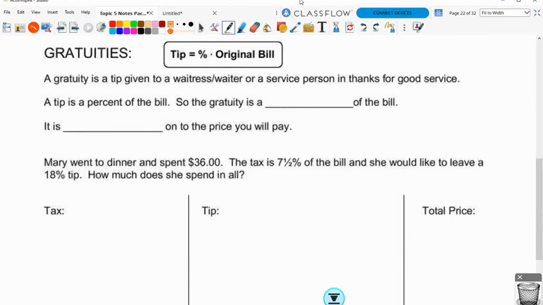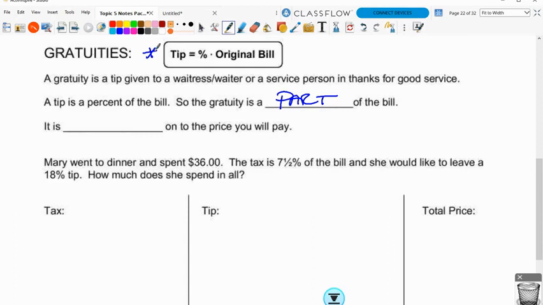Another area that involves money and percentages is called gratuities. Another name for a gratuity is a tip. All right, a gratuity is a tip given to a waitress or a waiter or a service person in thanks for good service. A tip is a percentage of the bill, so that means that the gratuity is a part of the bill.